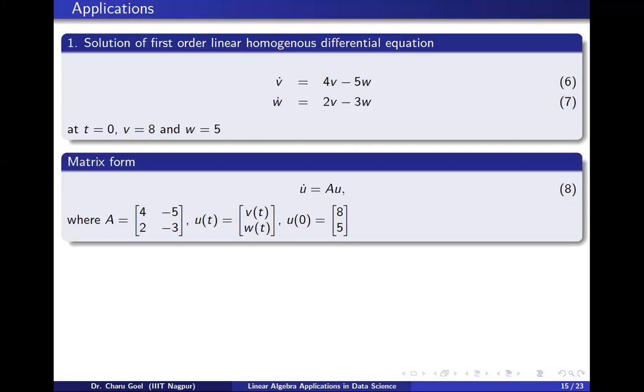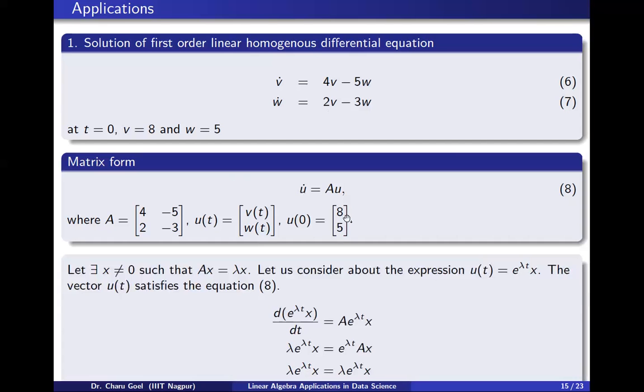So the matrix form of this will be, consider this as a column vector. Let us call this U, with V(t) and W(t) as the elements of the column vector. So U will be V(t), W(t), and on the right hand side we can multiply the matrix 4, -5, 2, -3 with U. And the given condition can be rewritten as U at t equal to 0 is V equal to 8 and W equal to 5.